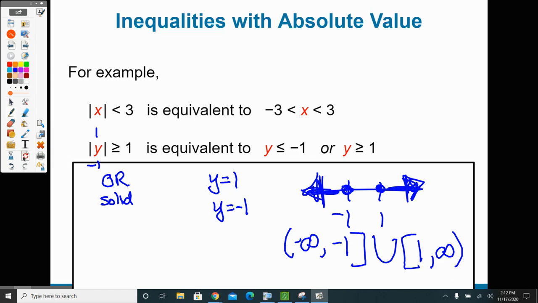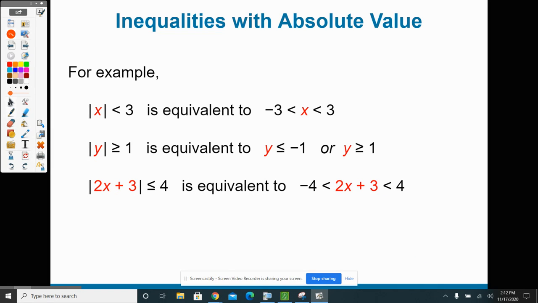What happens when there's variables involved? So what about this last guy? Well, first of all, it's a less than sign. So this is an and. And now we'll just use our boundaries like before. This is a 4. So what could be in here to make it equal? Well, it could be 4, or it could be -4. So you just solve it up.